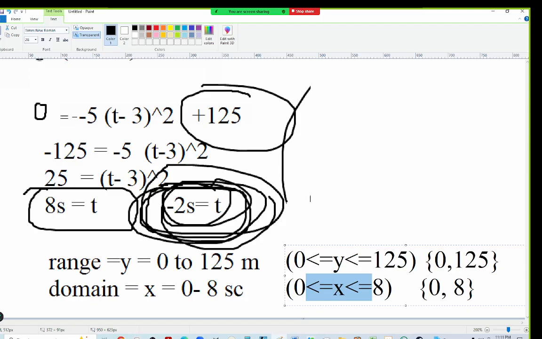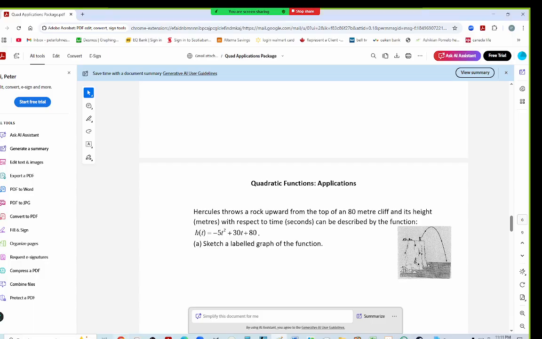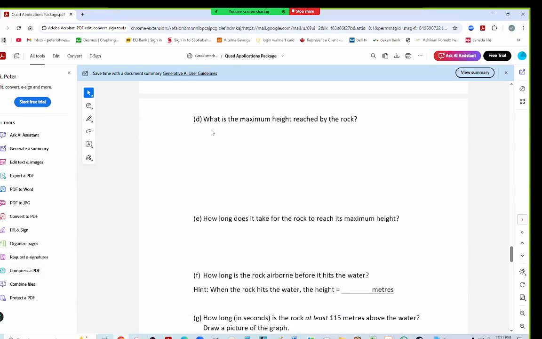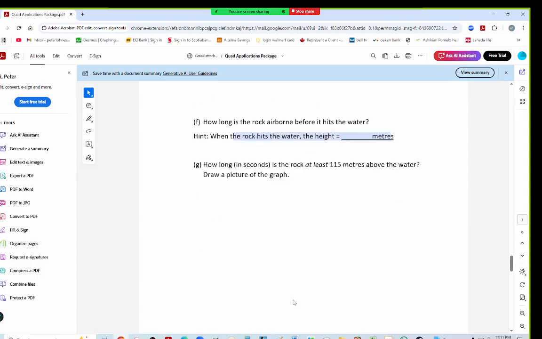All right. Let's have a look. So again, he wants to know the max height, 125. How long does it take the rock to reach max height? 3 seconds. How long is the rock airborne before it hits the water? 8 seconds. When the rock hits the water, the height is 0 meters.